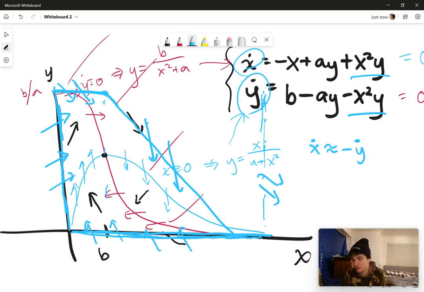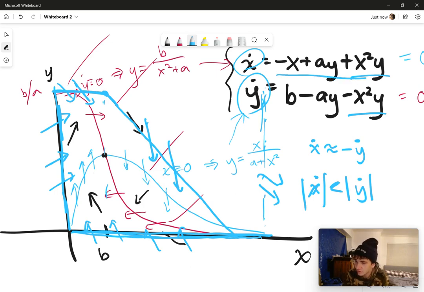And so they're going to fall into this trapping region. Okay. And so if we compare these equations, we see that this precisely occurs: x dot is less than the magnitude of y dot precisely when x is greater than b. So when x is greater than b, this term is still going to be positive, but this negative x term is going to be more destructive.